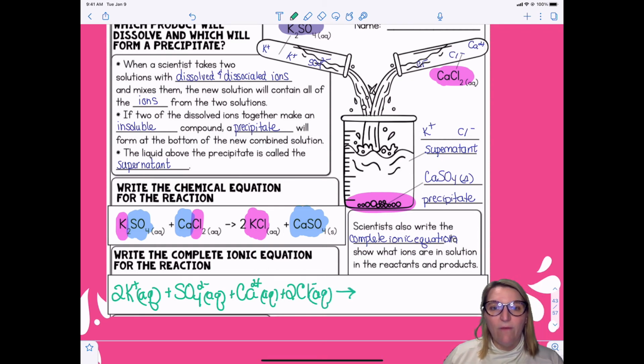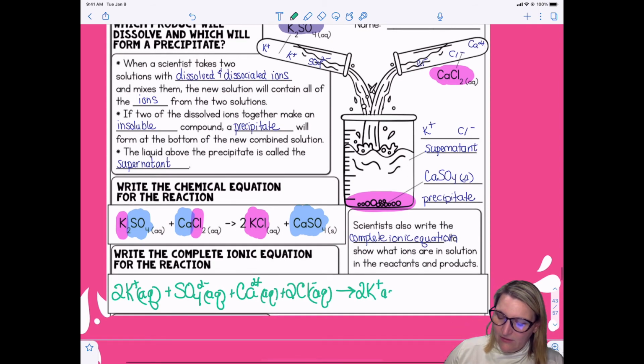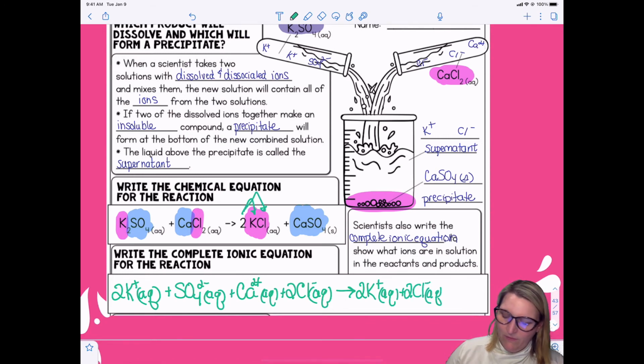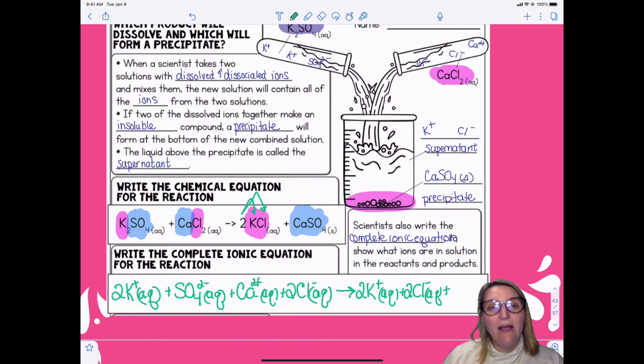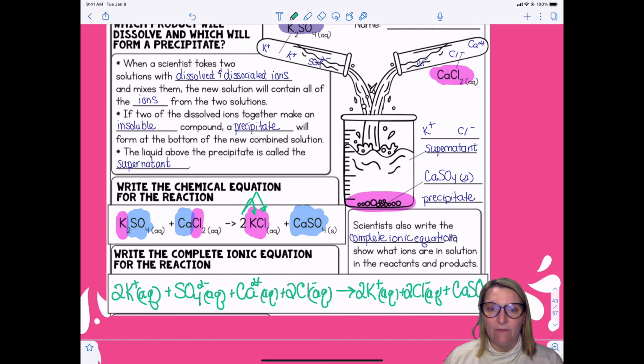And what does it form? Well, the 2KCl is aqueous, so that's also dissociated. So 2K plus and 2Cl minus. Remember, this 2 applies to both of them. And then last, calcium sulfate is solid, so we don't break that apart. CaSO4 solid, that stays together. So that's called the complete ionic equation. It shows a little bit more accurately what's really going on.